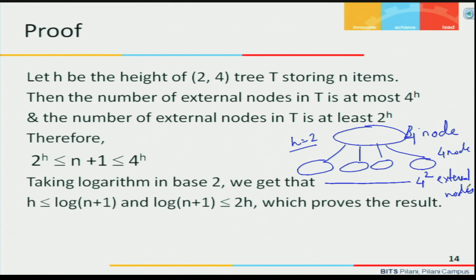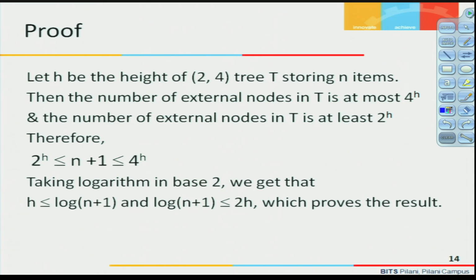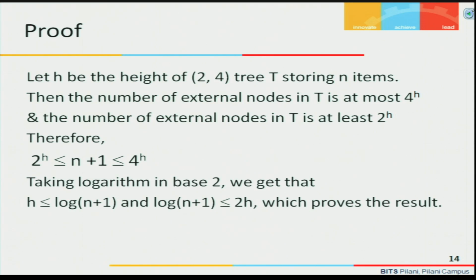This can be easily extended by induction to the general case, where we can say that if height is h, then the maximum number of external nodes is going to be 4 to the power h. We have already observed this for h equal to 1 and h equal to 2, and it can be easily extended for a generic h. Similarly, we try to find a minimum number of external nodes.